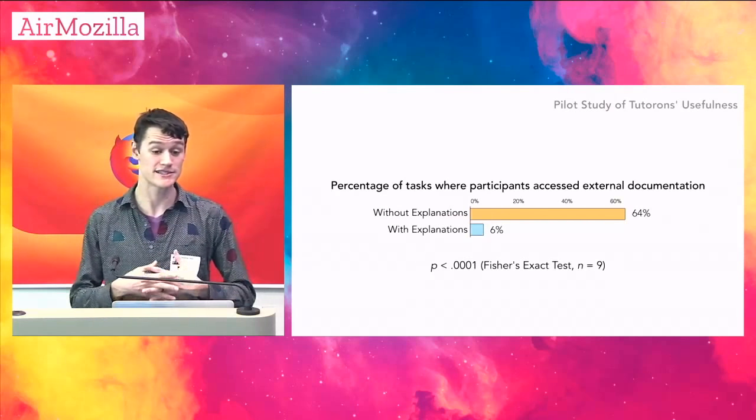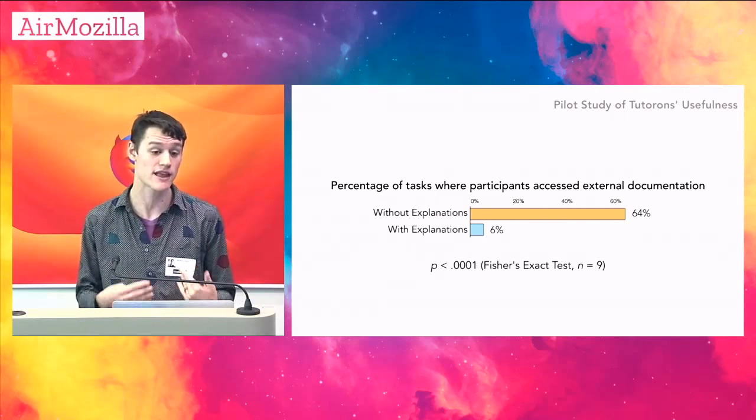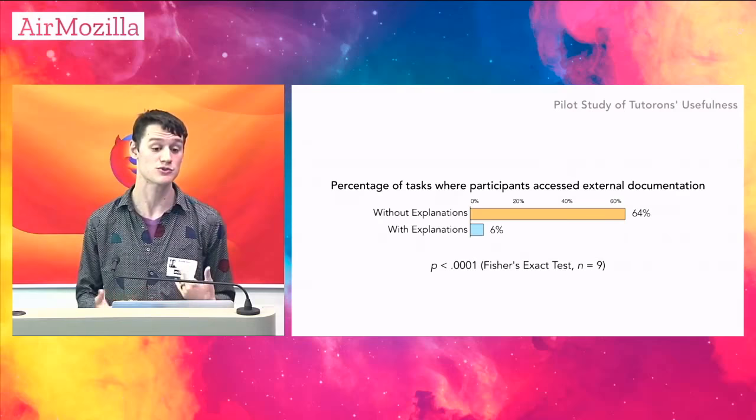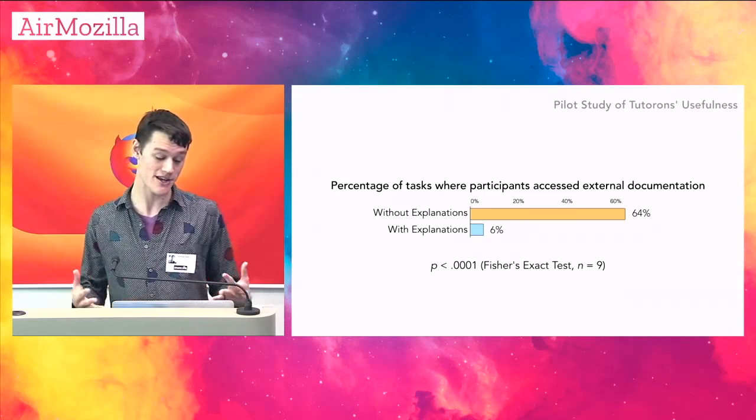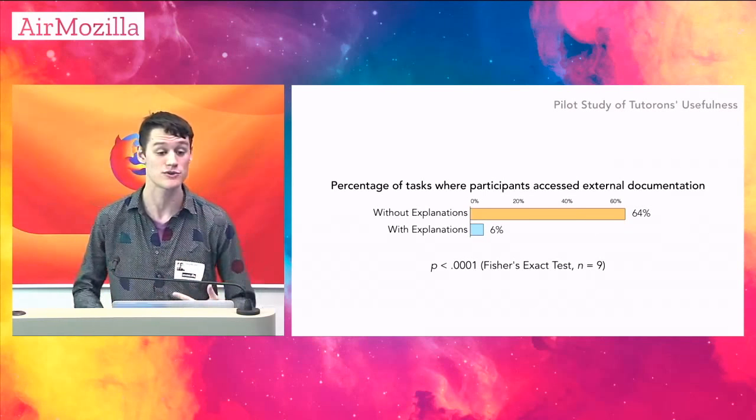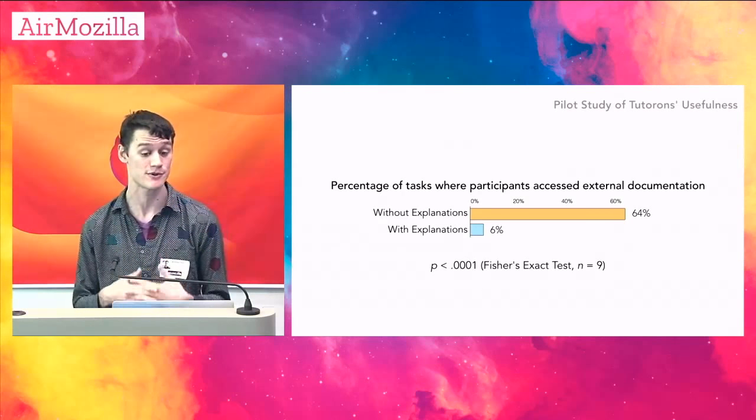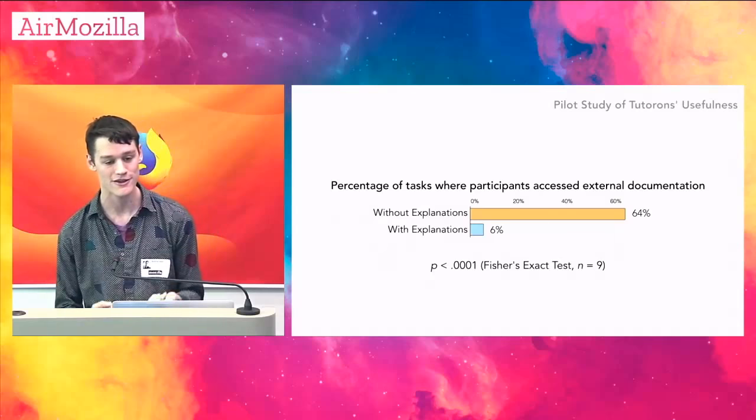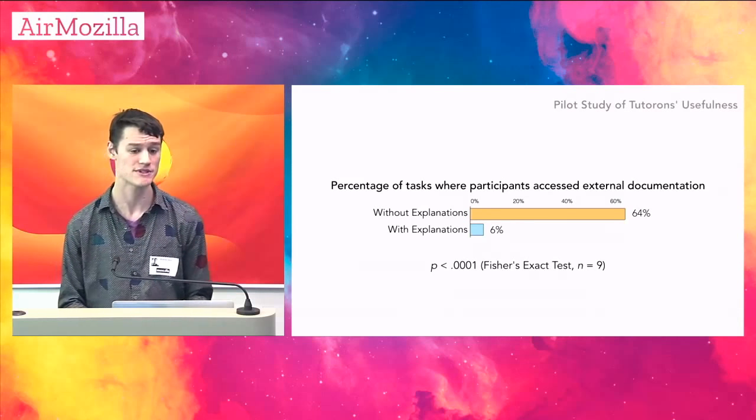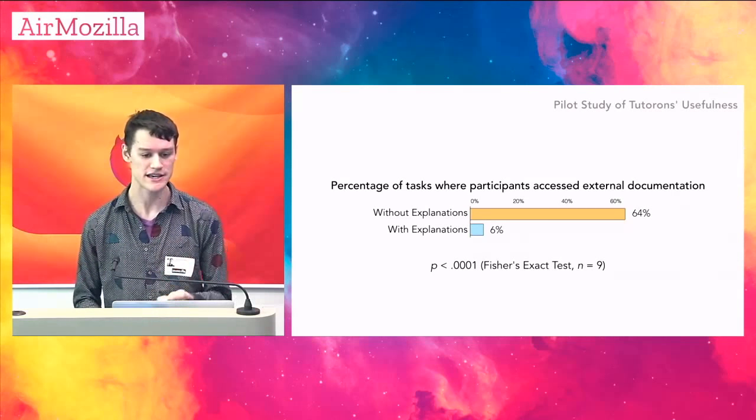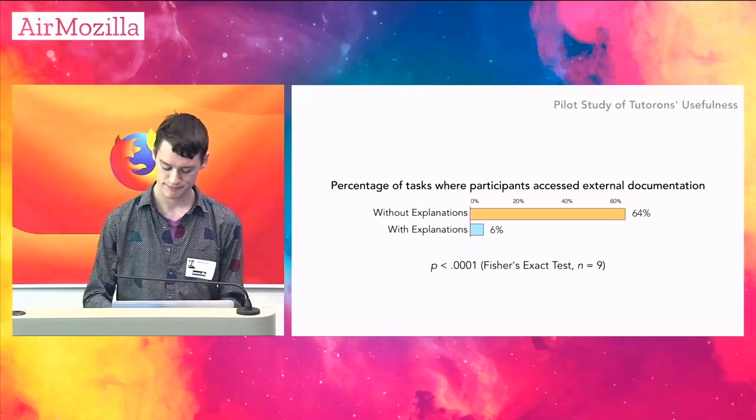Participants in general accessed external documentation significantly less frequently when these explanations were available, which is good. It suggests that these explanations are doing just what we wanted them to do, providing people with just as much information as they would need to understand and modify the code without requiring them to get bogged down in the details of external documentation.